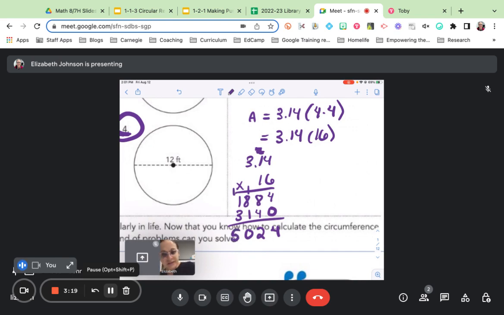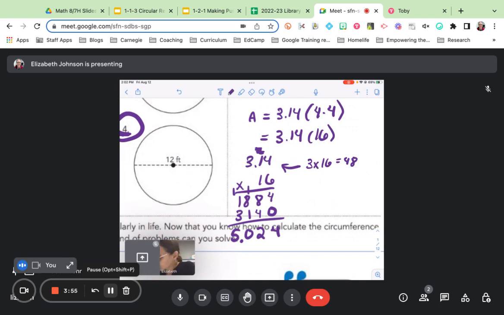Now, where does my decimal go? You can use your common sense to figure out where your decimal ought to go here. Estimation would tell me, well, the answer should be pretty close to 3 times 16. 3 times 16 is 48. My answer should be pretty close to 48. That's just an estimate. Now, if I look at this, should my decimal go here? No. 502 is not close to 48. Should my decimal go here? No. 5.024 is not close to 48.